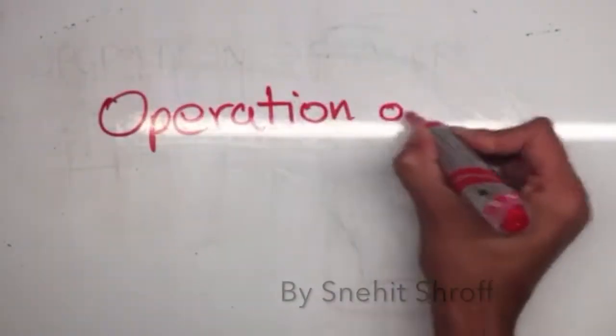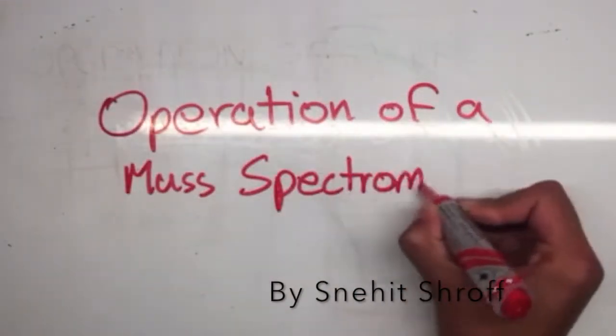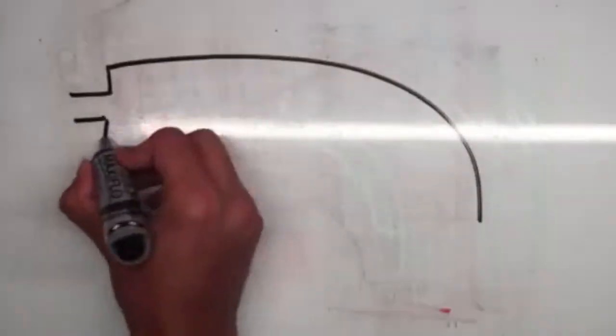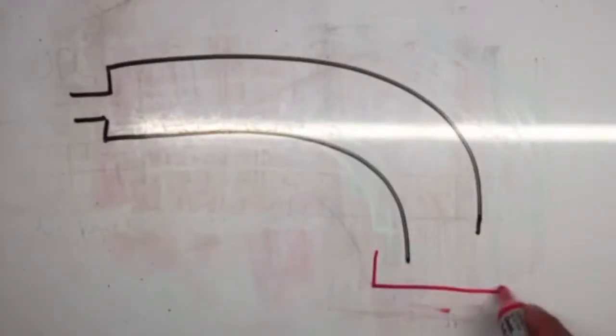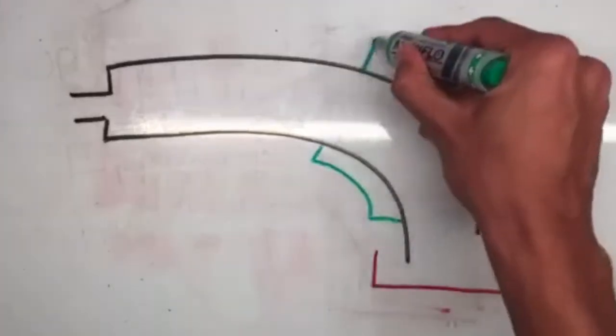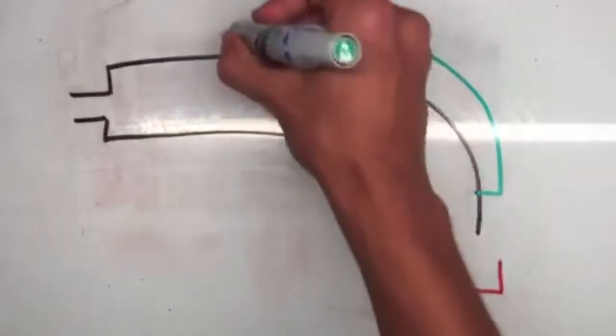Learning about the operation of a mass spectrometer. The mass spectrometer measures the mass of an atom with relevance to carbon-12. It can also measure the molecular mass. For this scenario, we'll be looking at the mass of zinc.